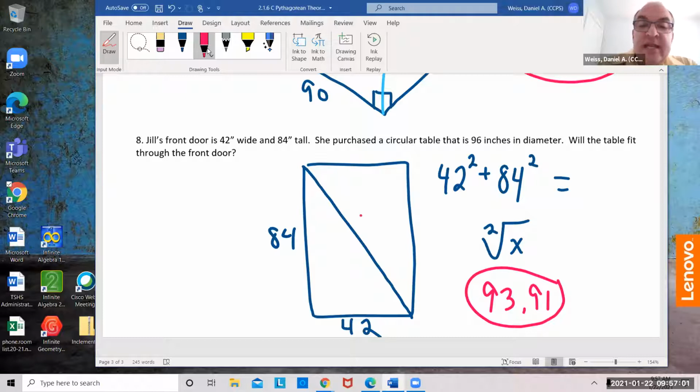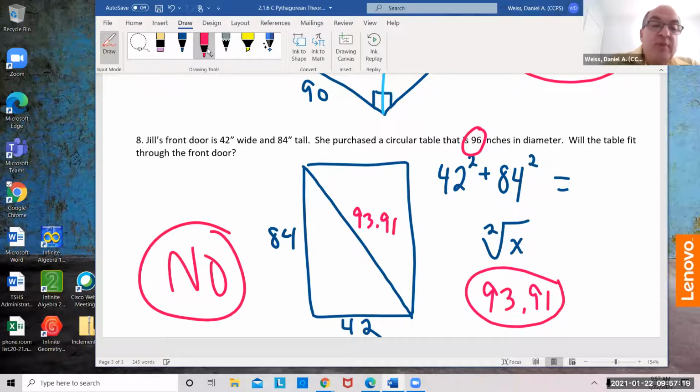So if this is 93.91, will a 96-inch circular table fit into that space? The answer is no. But you have to show why.